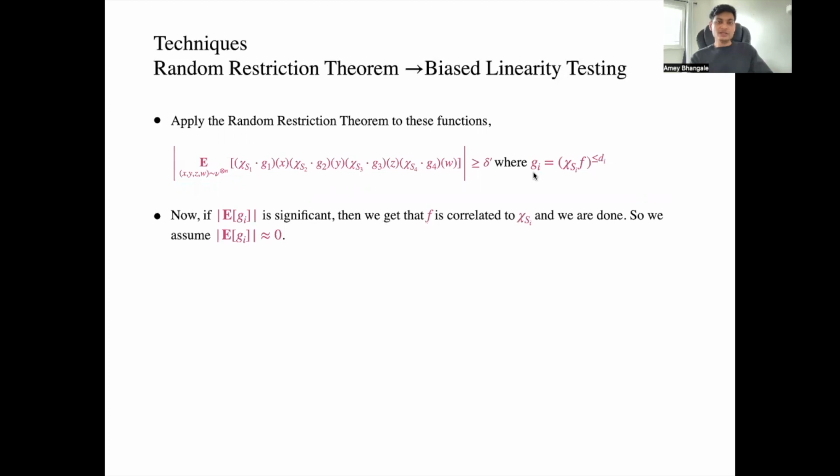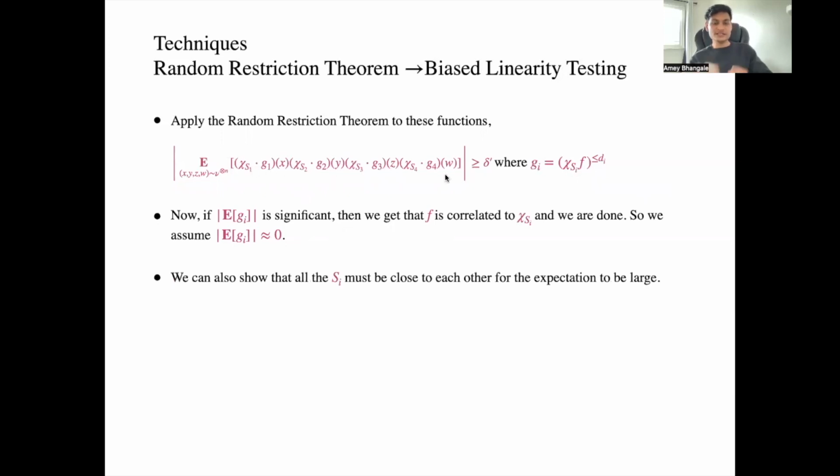Another important thing that our random restriction theorem gives is that the low degree function is really the multiplication of F and the character, and the low degree part of that function. So if the expected value of G_i is large, it just tells us that F is correlated to chi. So let's assume for contradiction that each G_i is balanced, because otherwise we would be done, since F is correlated to a character. We can also show that all these chi's are identical to each other for this expectation to be large. Because if they're not, then we have some kind of variance, and that is enough to kill the whole expectation.